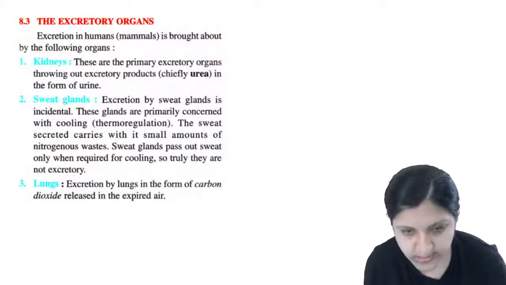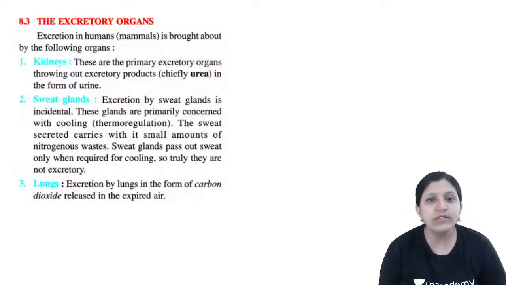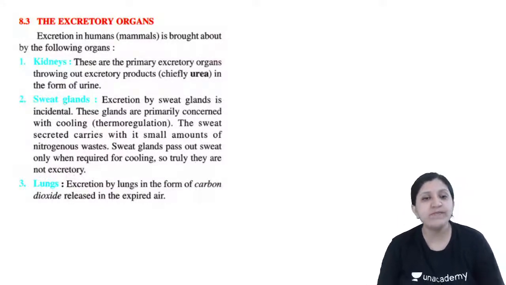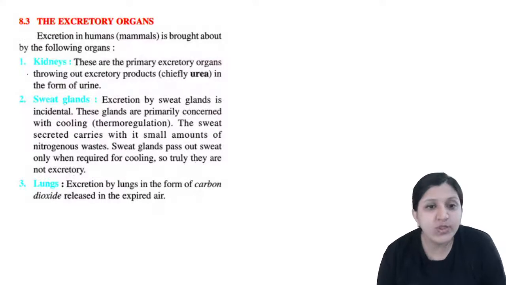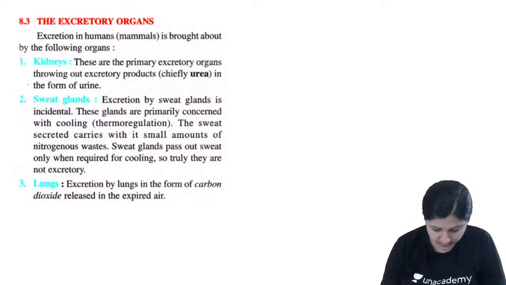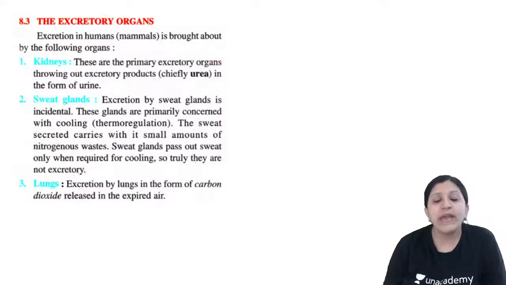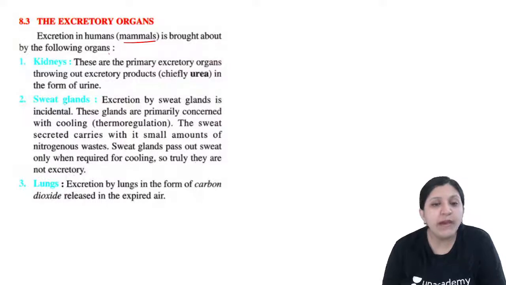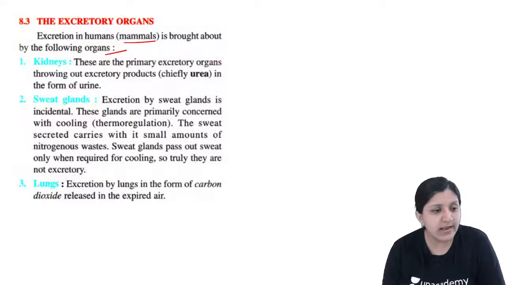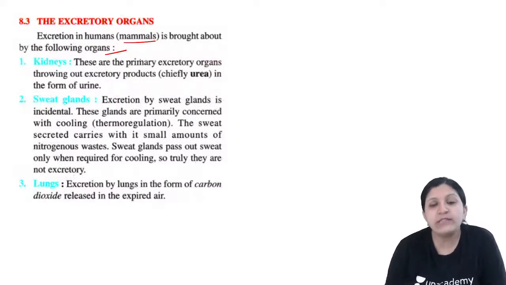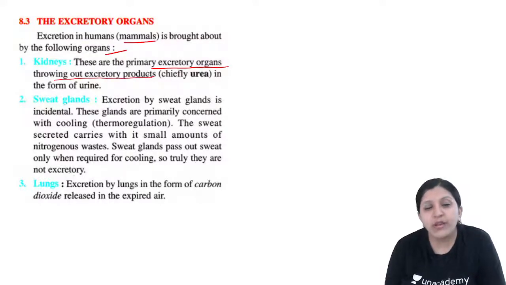So the next part is the excretory organs. When we mention excretory organs, there is the kidney, the sweat gland, and the lung, which we will see. Excretion in humans, mainly in mammals, is brought about by the following organs: kidney, sweat gland, and lung. Kidneys are the primary excretory organ, throwing out the excretory products, mainly urea, in the form of urine.